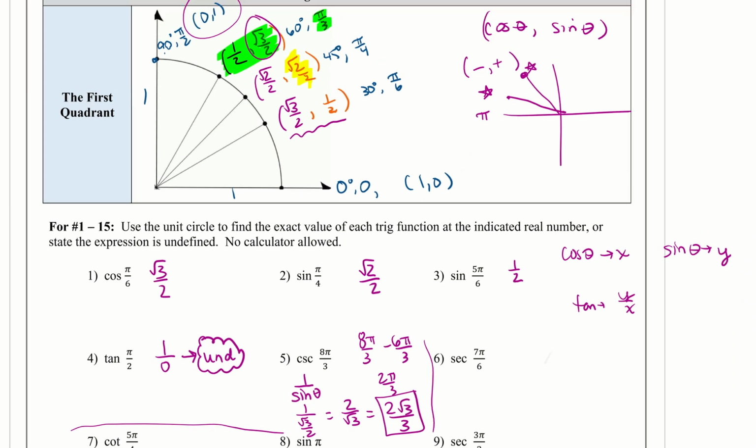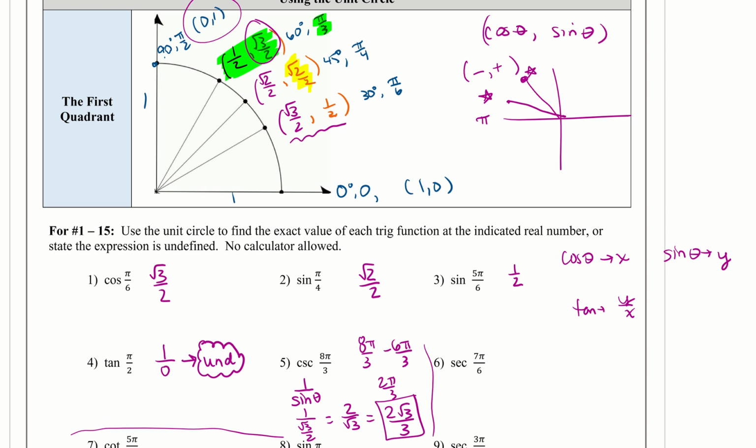Secant of 7 pi over 6. Well, 7 pi over 6 is a little bit more than 1 pi. This is where 7 pi over 6 is. It is a pi over 6 angle. Secant is the reciprocal of cosine. So for a pi over 6 angle, cosine is root 3 over 2. But in this quadrant, they're both negative. So I'm going to do the reciprocal of negative root 3 over 2, which is 2 over negative root 3. I'll just put the negative out front, and then I will rationalize that. Negative 2 root 3 over 3.